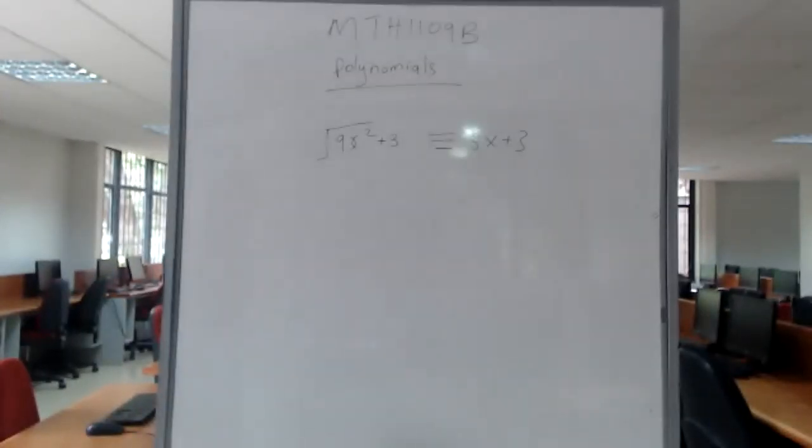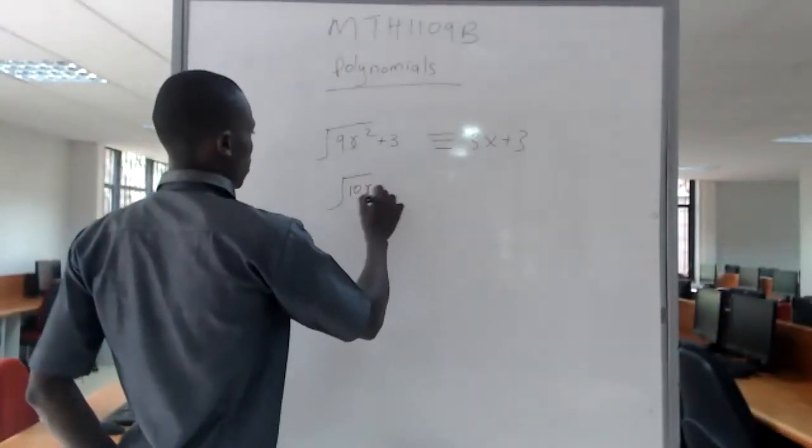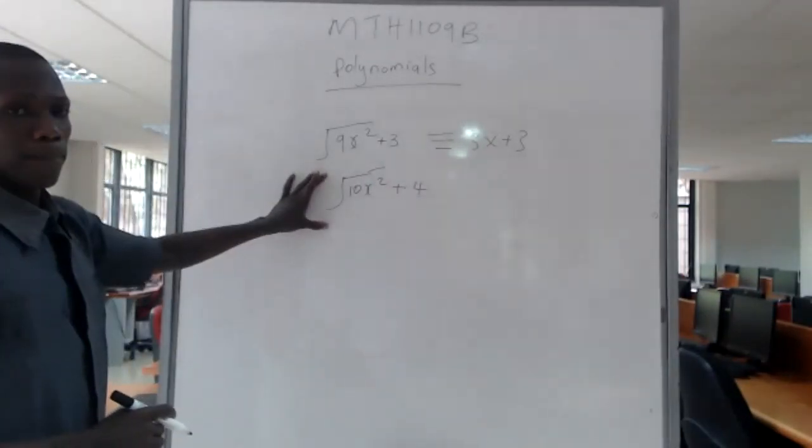So what if it is a number which doesn't have a square root? Like what? Give me an example. 10. So you want square root of 10x squared plus maybe 4, for example. You're asking if this is a polynomial.